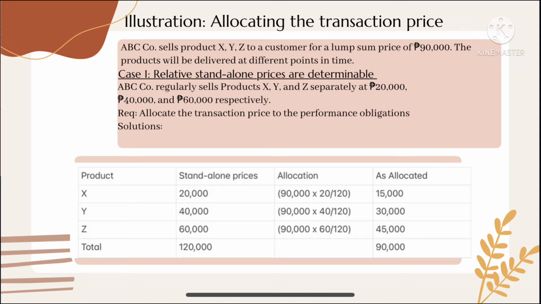To allocate the transaction price to the performance obligations, we need to multiply the lump sum price of 90,000 by the standalone price of each product, divided by the total. As allocated, product X has 15,000, product Y is 30,000, and product Z is 45,000, a total of 90,000. The differences between the standalone prices and the allocated amounts shall be treated as a sales discount.